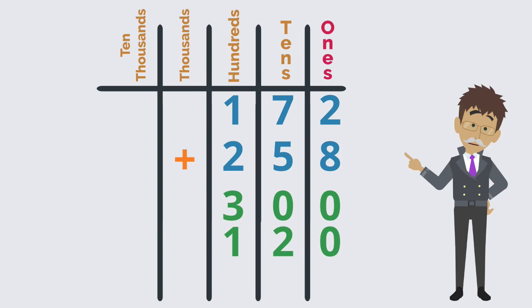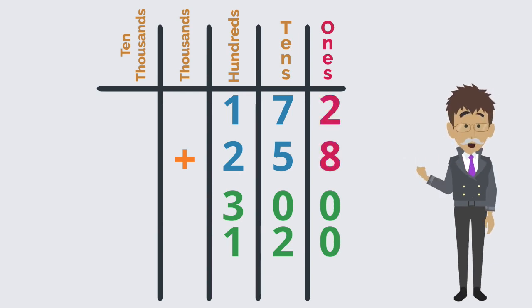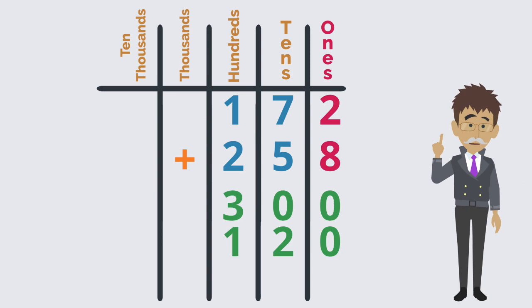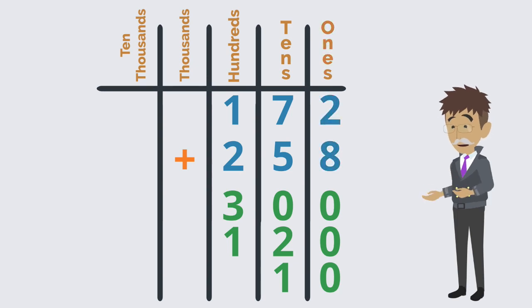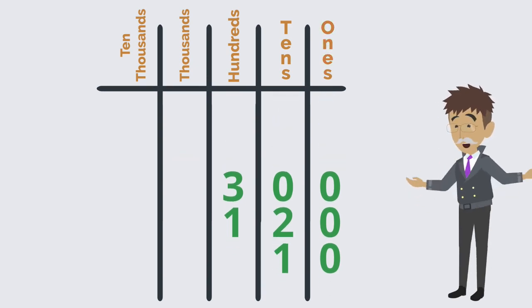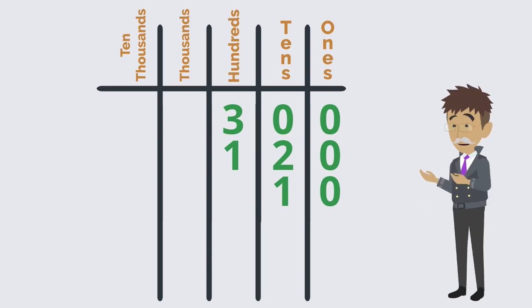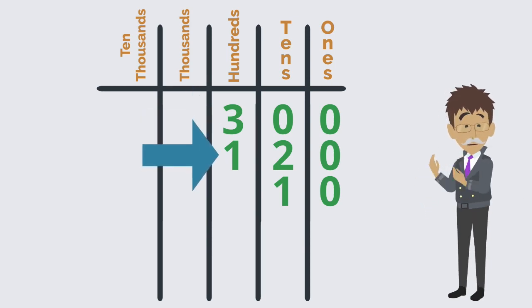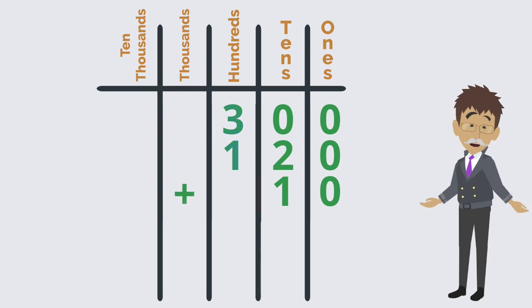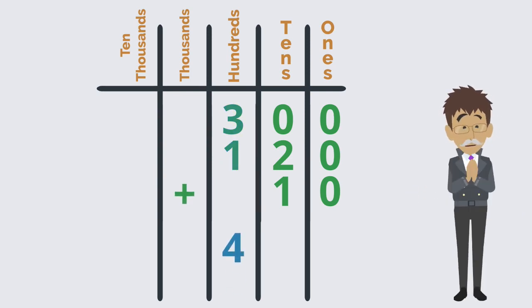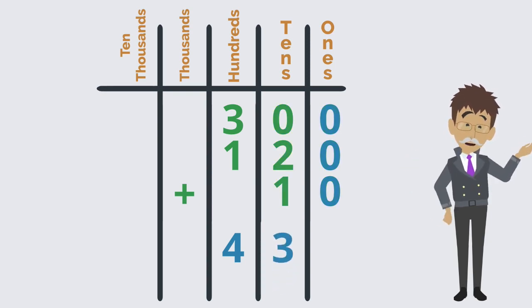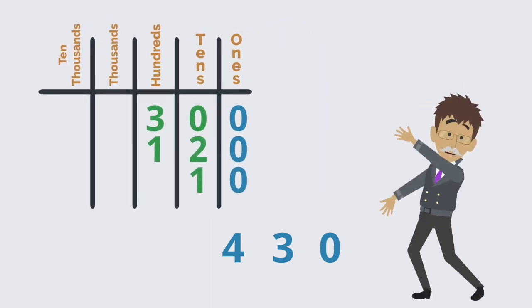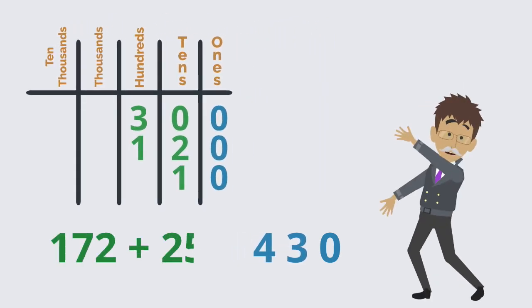Then we have the ones position. 2 and 8 are 2 ones and 8 ones respectively. Adding 2 and 8 gives 10. I write this as well. Now that we have added all the place values, we must combine the intermediate answers to get the final answer. 300, 120, and 10. 300 and 100 more is 400. 20 and 10 more is 30. Only zeros are in the ones place, so I will write a 0 there. Therefore, 172 plus 258 is 430.